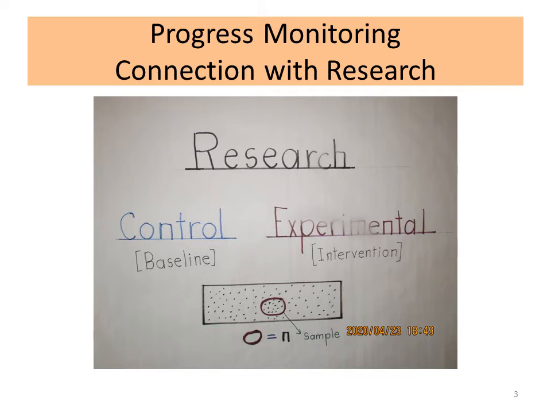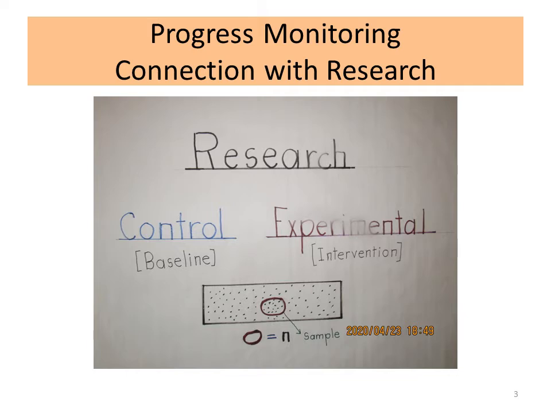So if you take a look at a research article, you'll see that there are always two groups. There's a control group and an experimental group, or more than one experimental group. The control group is the traditional, usual way that something is done all the time.